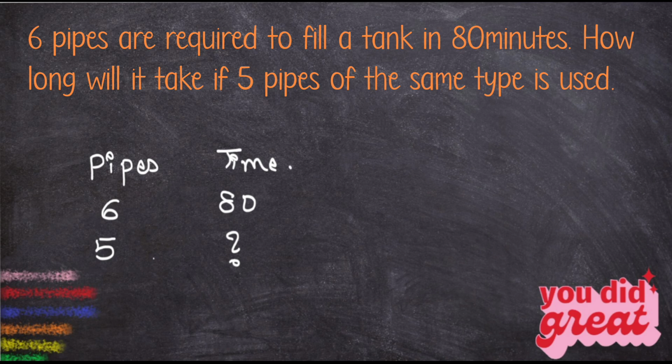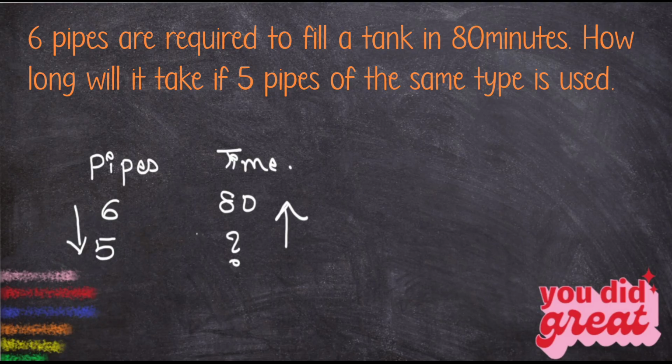Now you have to see in which topic this question goes. The number of pipes is decreasing. So what will happen with the time? Will the time increase or will the time decrease? If over here there is a lesser number of pipes, so definitely the time is going to increase. So what do you observe? Whose question is this? Direct or inverse? Very good. It is the topic of inverse proportion.